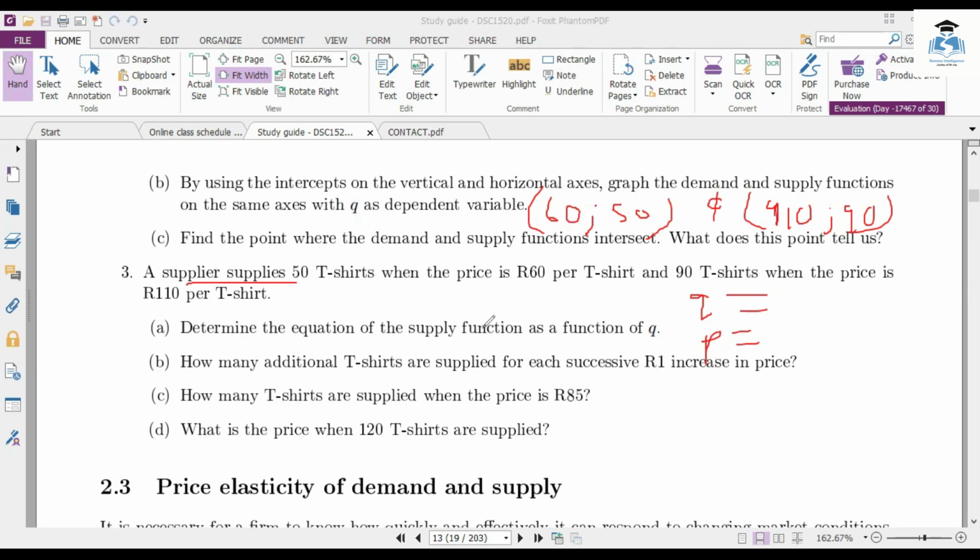So now you are agreeing that the price is the one that determines this one, right? Yes. So remember our equation says Q is equal to C plus GP. Now we just change these two, so it's now P is equal to C plus GQ.